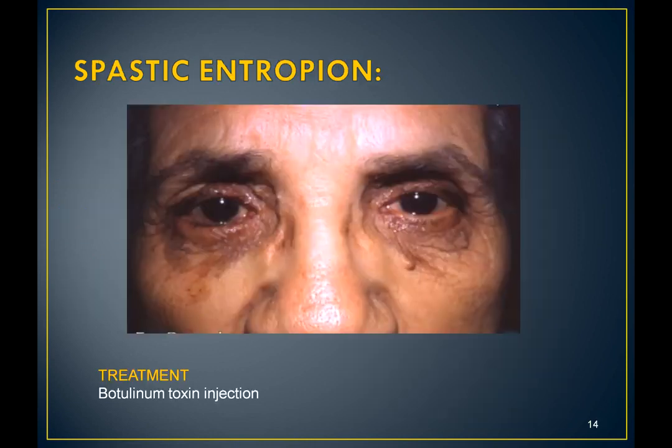Now the next variety of entropion is spastic entropion. It is due to stress or any other reason, where the patient is suffering from blepharospasm. Its treatment is to inject botulinum toxin in the muscle, and that relieves the spasm for 5 to 6 months. It has to be repeated after that time.